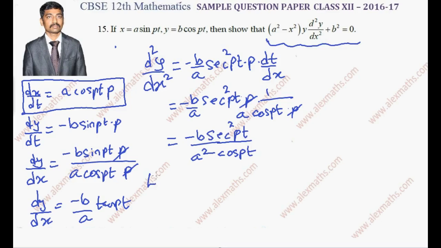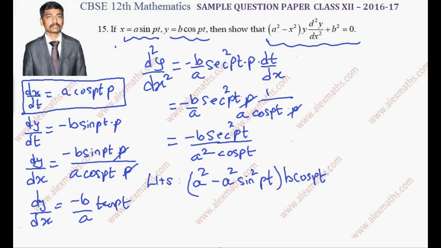So take the LHS. Instead of x, that is a square minus x square, we have as the first term a square as it is. Instead of x square you take a sin pt, so when I square it, a square sin square pt into y. What is y? That is also given in the question, which is b cos pt, into d square y by dx square, which we just found, into minus b by a square into secant square pt, whole divided by cos pt, then plus b square. So I have taken the LHS and substituted the values. Now this cos pt I can cancel.